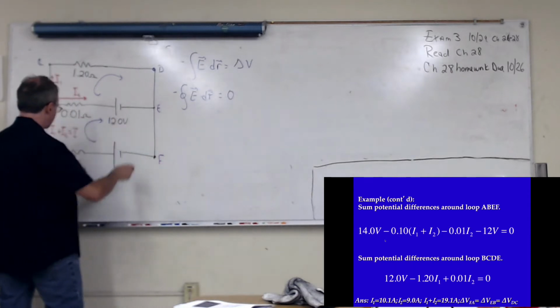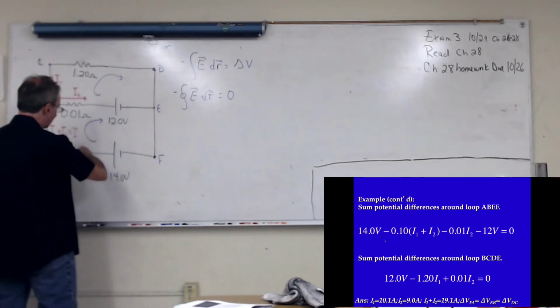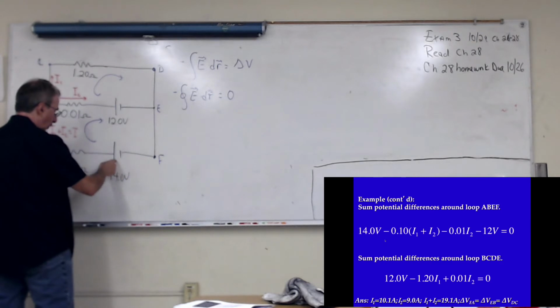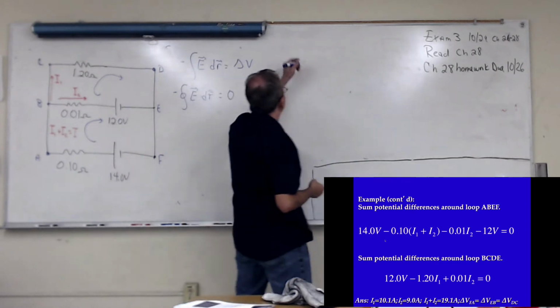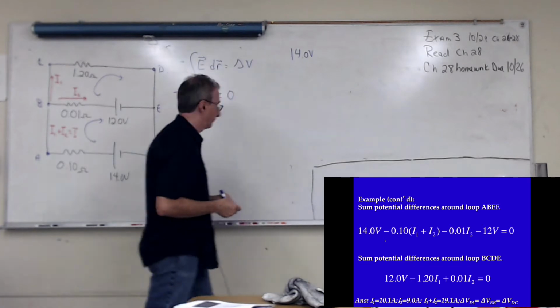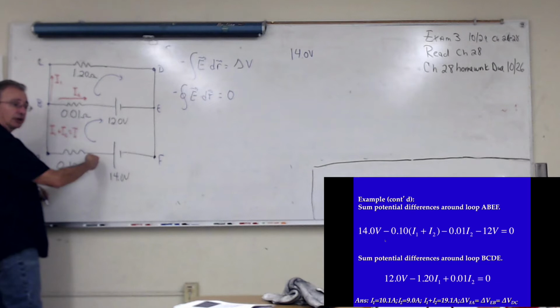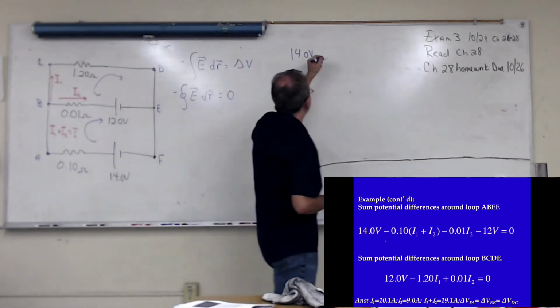It doesn't matter where I start. I can start here, and I'm going to go clockwise. As I go through the battery, I go from a lower potential to a higher potential. I have an increase in potential. My delta V is positive. Then I go through the resistor. The current is going this way through the resistor. The total current here is I1 plus I2 times the 0.1 ohms. That's the voltage drop.